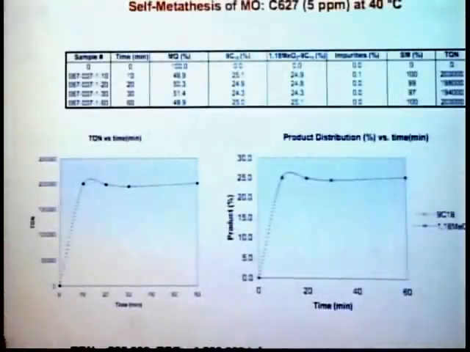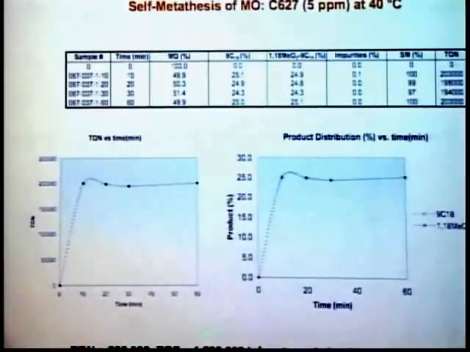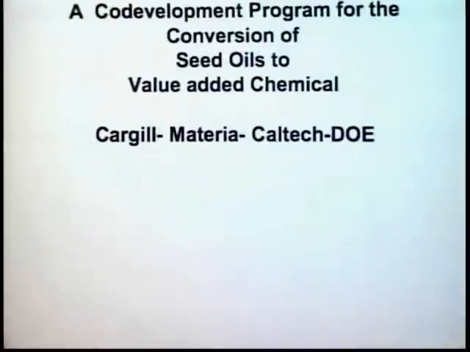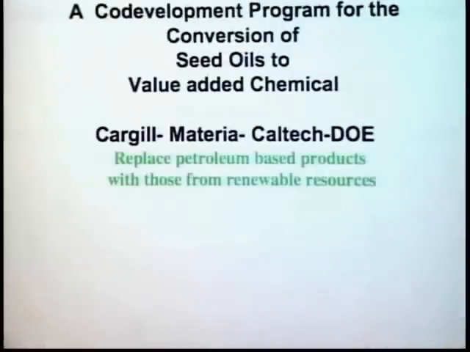And here's just one example of a self-metathesis of methyl oleate using one of the catalysts. You see we're operating at 5 parts per million, and the reaction's done in less than 10 minutes. So that's a couple 100,000 turnover numbers, turnover frequencies over 1 million. So these catalysts are now getting to the point where one can really start to do things in a very efficient way. And so this resulted in a collaboration between DOE, Department of Energy, and Cargill.